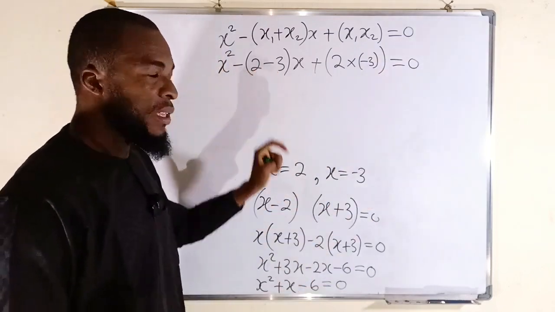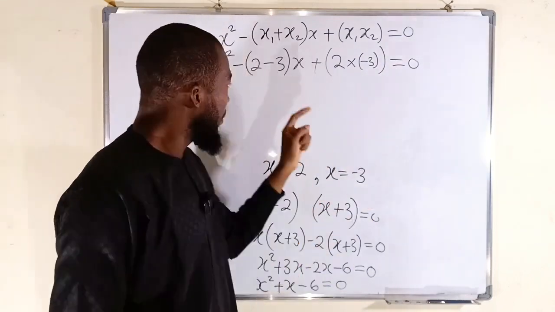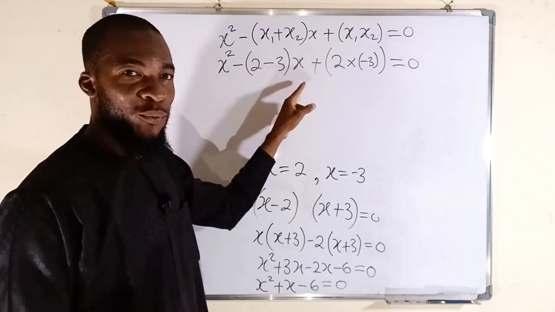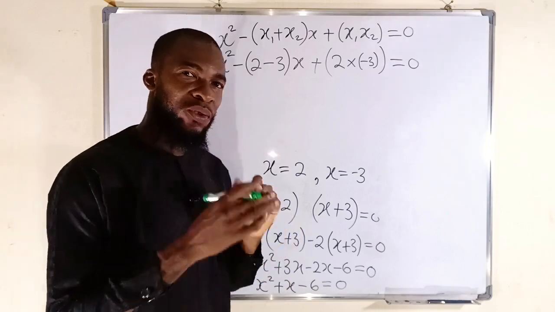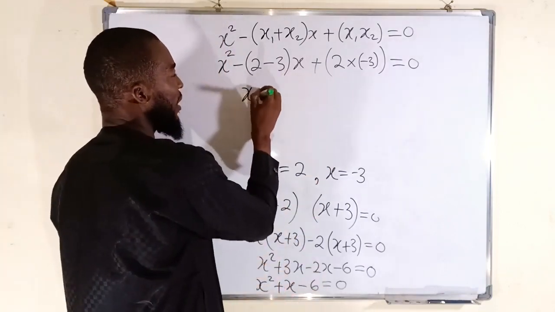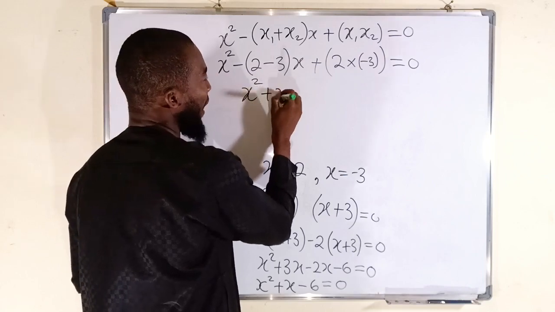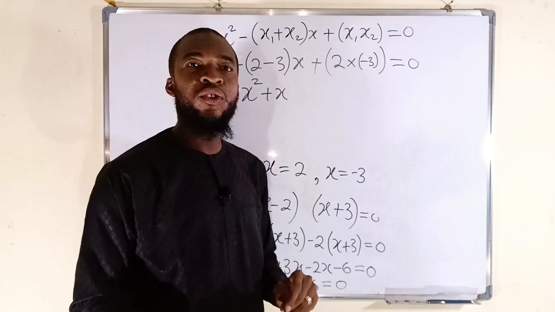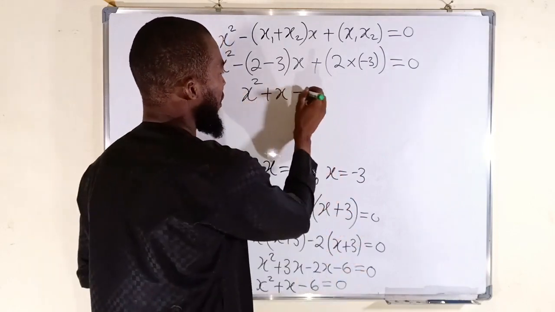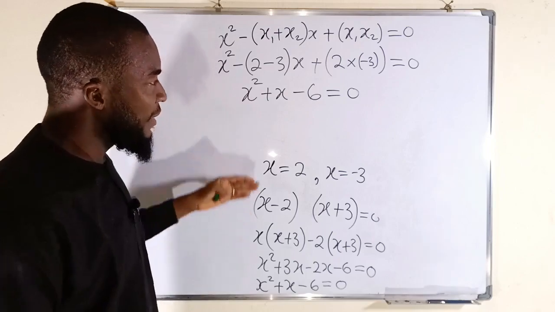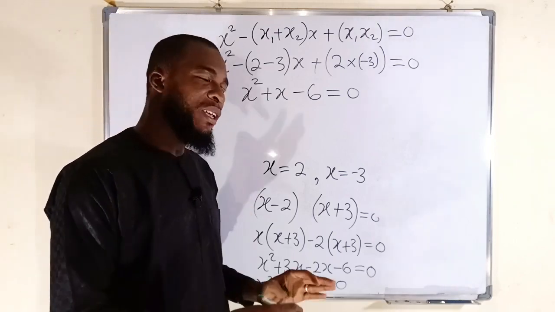The result is 0. 2 minus 3 will give us -1. But remember, we have another negative outside waiting to multiply. -1 times this minus will give us +1 times x, which is positive x, right? This is x squared plus x. Then if you multiply 2 by -3, you're going to obtain -6. The whole of this equal to 0. Can you see? They're exactly the same. All right, let us take one more example.